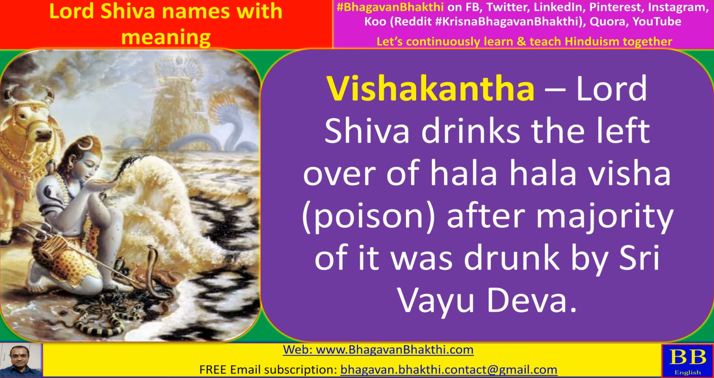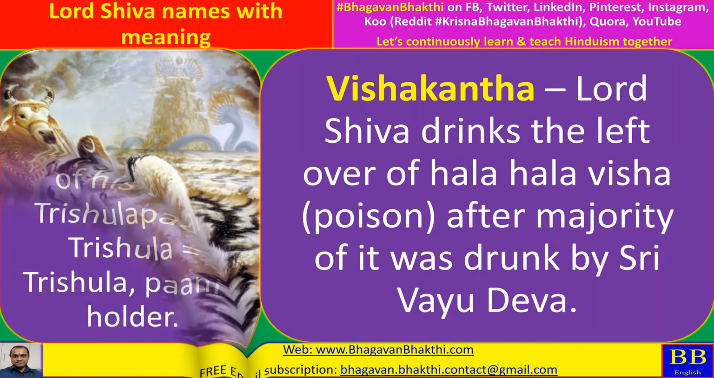Lord Shiva has another name called Vishakantha. During the Amrita Mantana, most of the hala visha or poison was drunk by Lord Vayudeva. The remaining hala poison was drunk by Lord Shiva. That's why Lord Shiva is also called Vishakantha. Since Lord Shiva drinks the visha, he is also called Vishakantha.